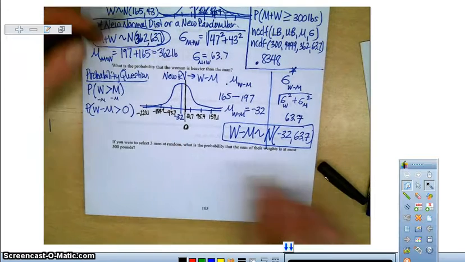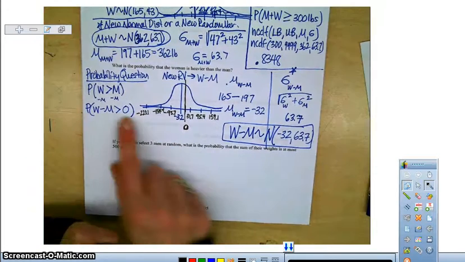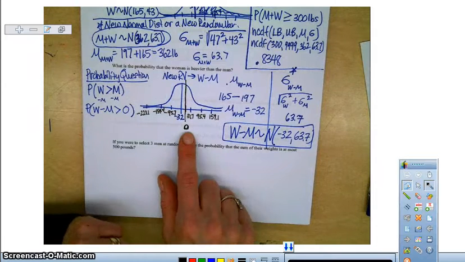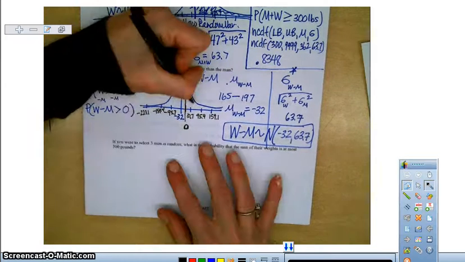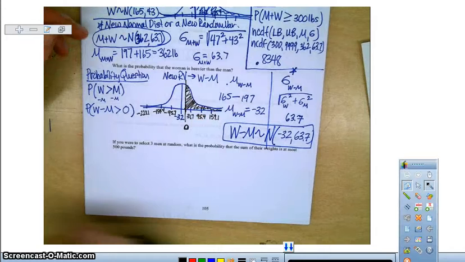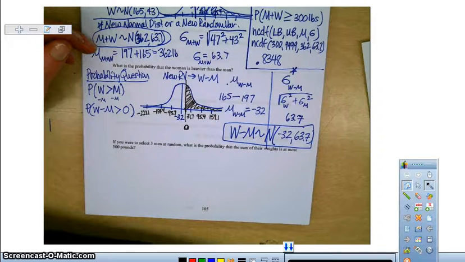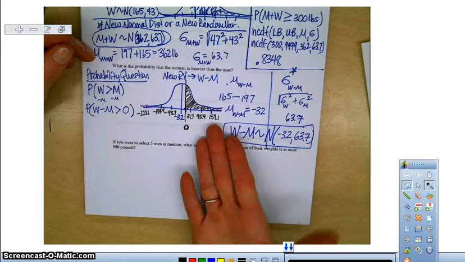And where am I going to shade? I have to be greater than 0. So which way do I shade? Above 0 or below? Above 0. That's the picture of the probability I'm looking for. That must go on every normal problem. So now, how do I actually calculate that?